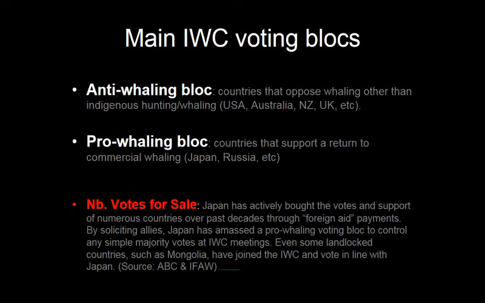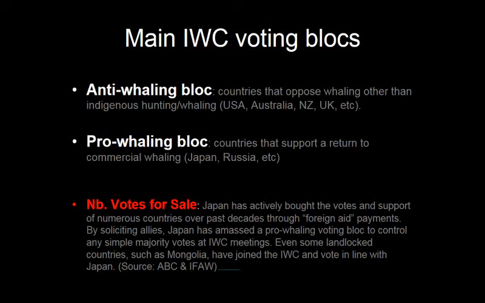Now, in terms of the IWC, there's basically two blocks, anti-whaling and pro-whaling. Pretty basic. So anti-whaling countries oppose whaling, other than indigenous whaling, so allowing, say, Inuit people to go and kill whales for their subsistence farming. Pretty well everyone agrees that that's acceptable. So the USA, Australia, UK, etc. The pro-whaling bloc is Japan, Russia, etc.